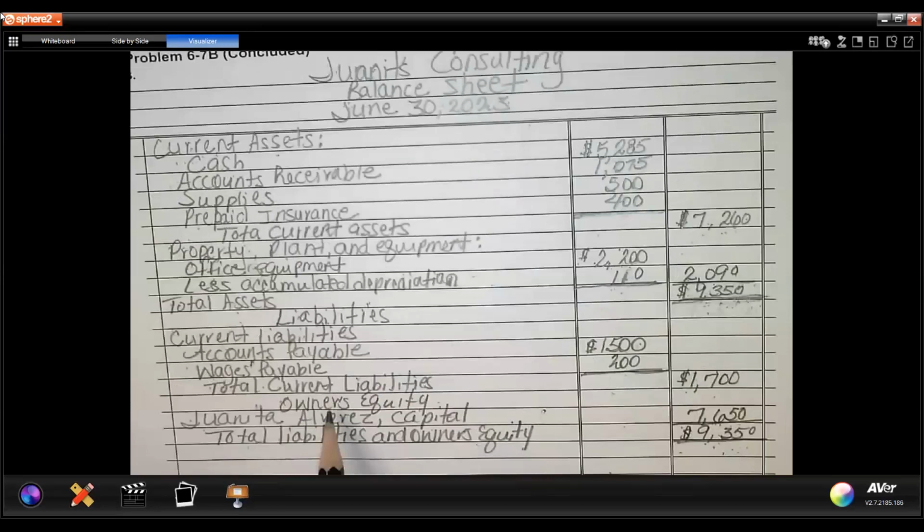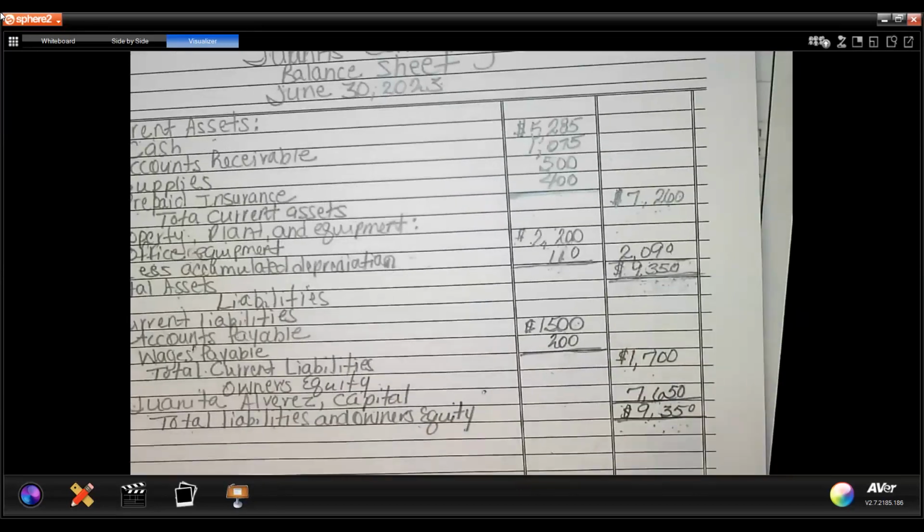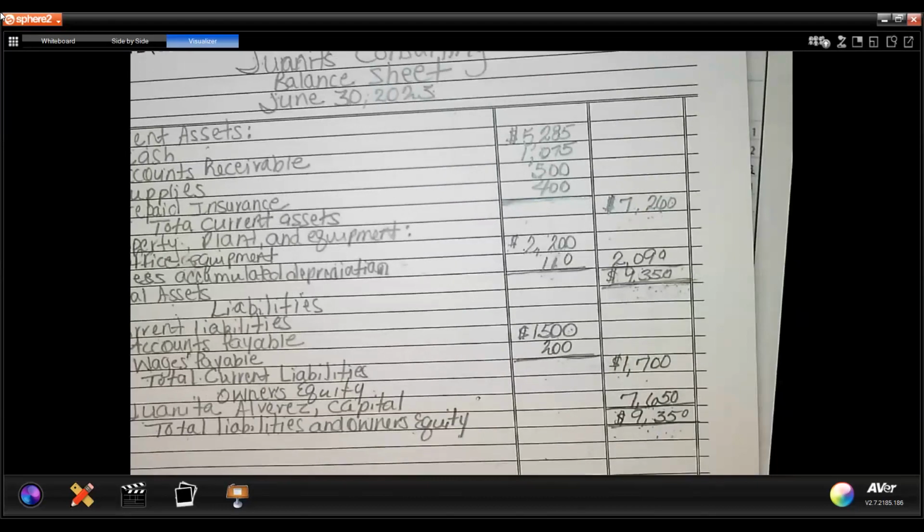So this completes part one of showing you how to pull information from a worksheet and how to complete your financial statements, the income statement, statement of owner's equity, as well as the balance sheet.